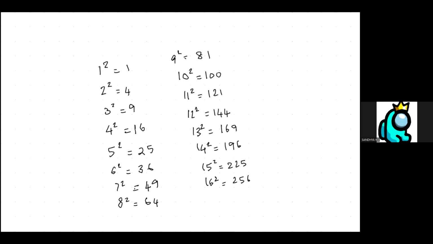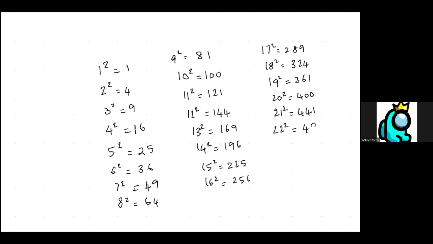17 squared, 289. 18 squared, 324. 19 squared, 361. 20 squared, 400. 21 squared, 441. 22 squared, 484. 23 squared is 23 into 23, that is equal to 529, which is greater than 500.